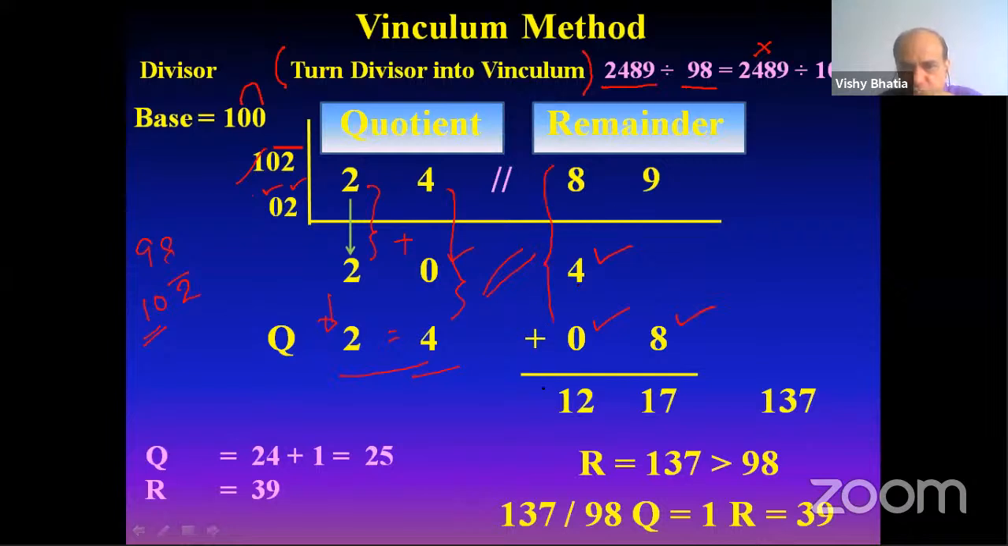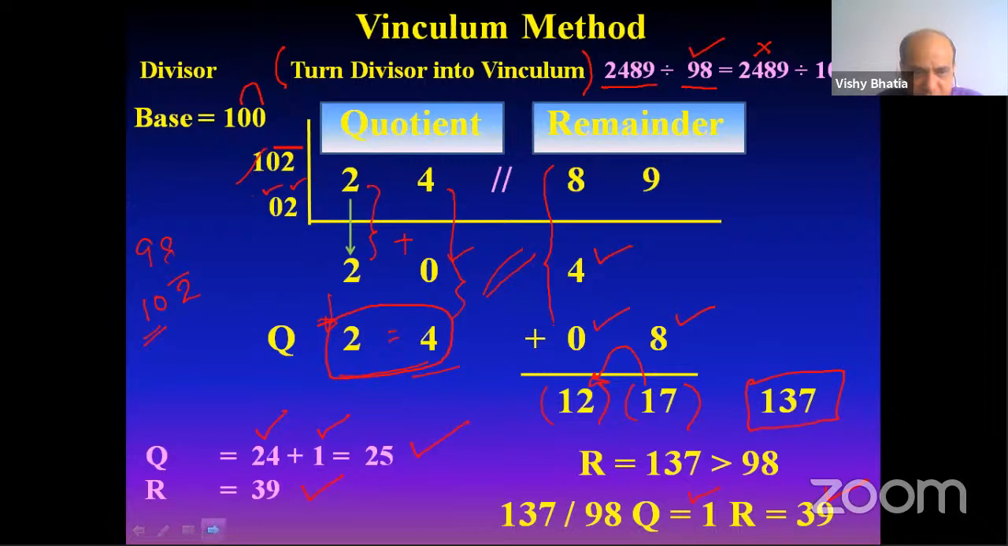Let's sum up. 8 plus 4 is a 12. 9 plus 8 is a 17. Space for one digit, carry forward, 137. My remainder is greater than my divisor, 98. 98 goes one time into 137 with a remainder of 39. So my Q final is this particular quotient here, and this quotient over here is a plus 1 to get a quotient of 25 and a remainder of 39.